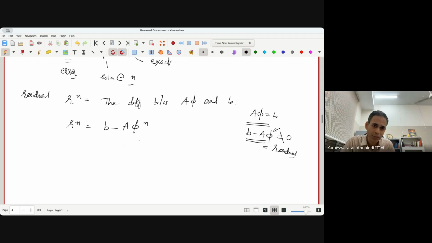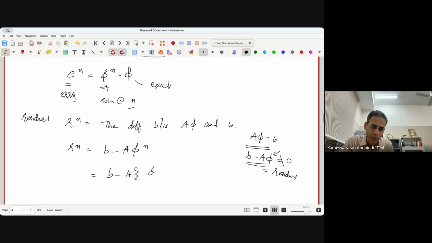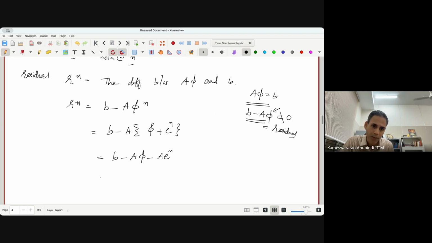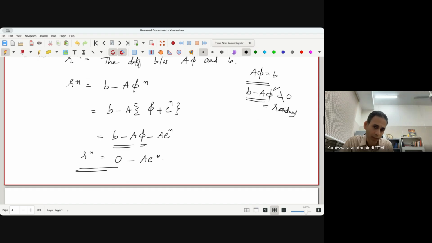Okay, so this is b minus A phi n. That means I can also write b minus A times phi n. I can substitute for phi n as phi plus e n. So this is going to be b minus A phi minus A e n. But because phi is the exact solution, b minus A phi is equal to 0, minus A e n. That means my residual Rn is equal to minus A e n. That means it is the product of the matrix A times the error at that particular iteration. That is my residual.